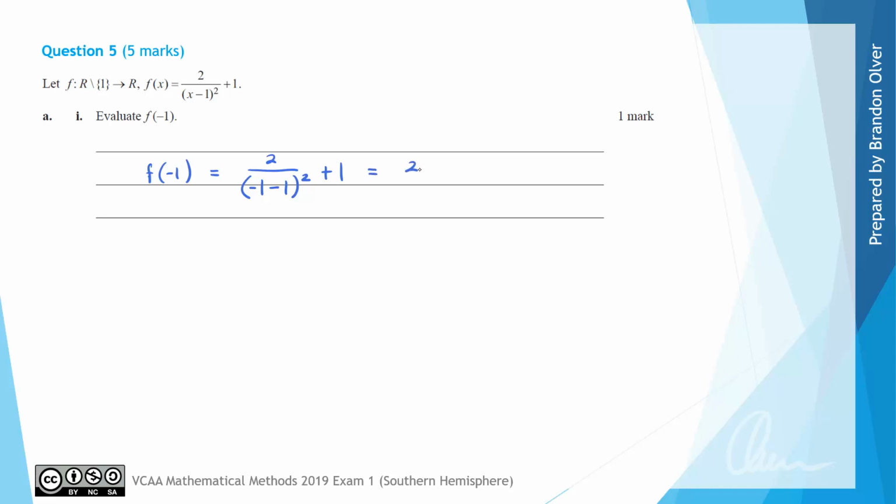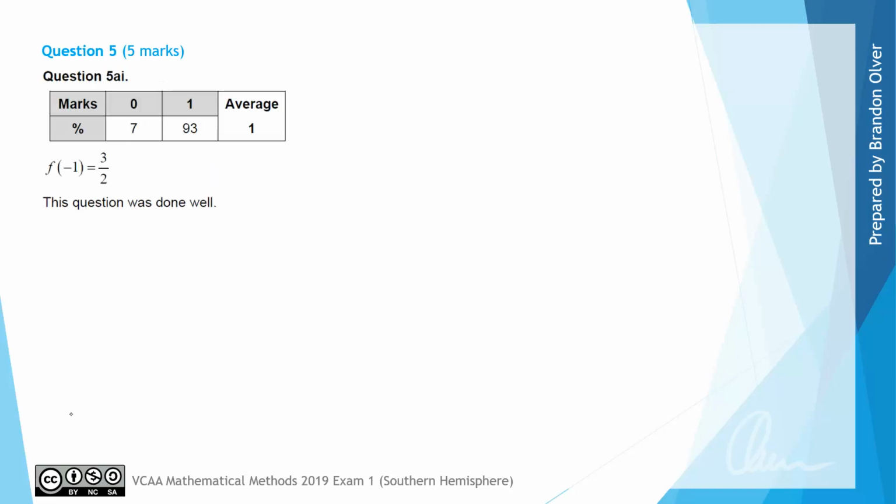That's the same as 2 divided by negative 2 squared, which will actually give positive 4, and then we still have our plus 1. So essentially we've just got a half plus 1, which gives 3 on 2. So that is the value of f of negative 1. From the examiner's report we can see that 93% of students got that question correct, and that overall it was well done in this exam.